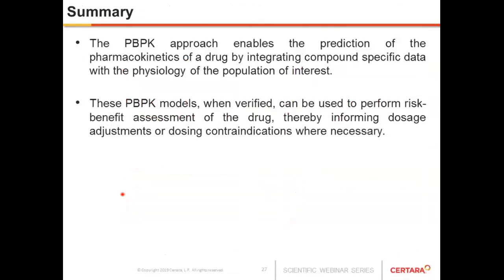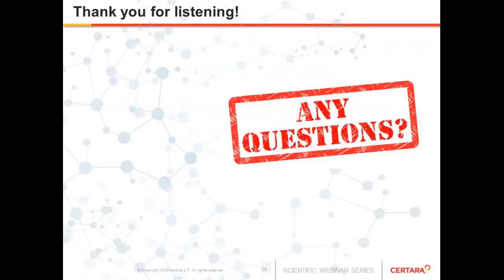Now, in summary, I talked about the use of the PBPK approach in the prediction of drug pharmacokinetics. To do this, you need to integrate your compound-specific data with the physiology of the population of interest. And when you have developed and verified these PBPK models, you can then use them to perform risk-benefit assessments of a drug, which can inform dosage adjustments or dosing contraindications where necessary. That is the end of the webinar.